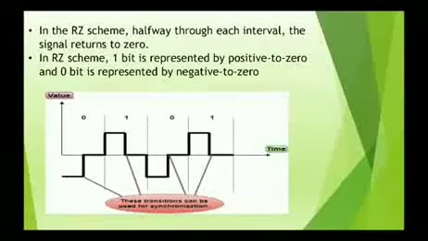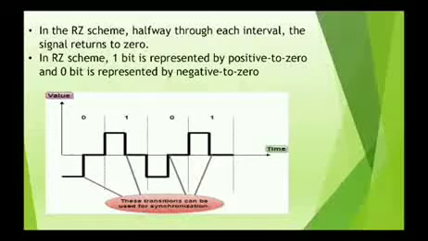In the RZ scheme, halfway through each interval, the signal returns to 0. As the name indicates, it's a return to 0 coding scheme. So the voltage pulses should return to 0, and you can see in the graph that in every bit transition, the voltage pulse will return to 0 before it completes the pulse. In the RZ scheme, a 1 bit is represented by positive to 0 and a 0 bit is represented by negative to 0. You can see here in the first bit, 0 is represented by negative and it returns to 0 and it goes to positive, and a 1 bit is represented by positive to 0 and next goes to negative.